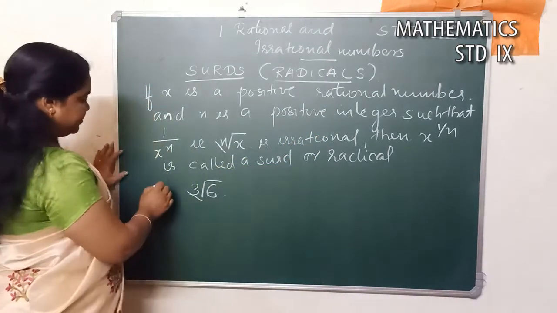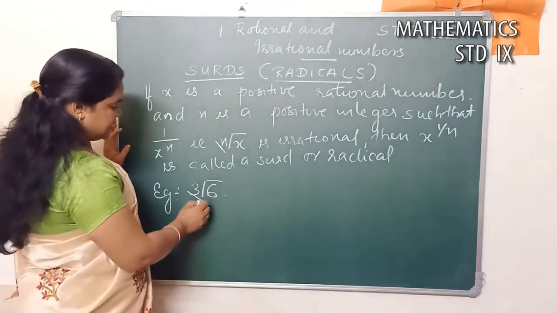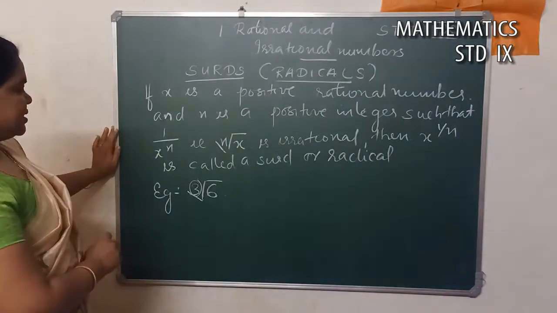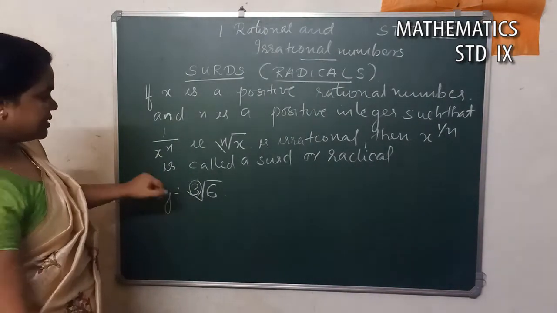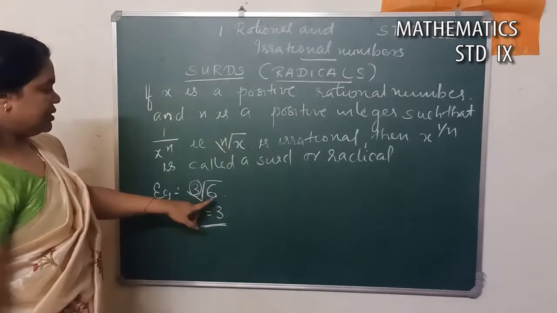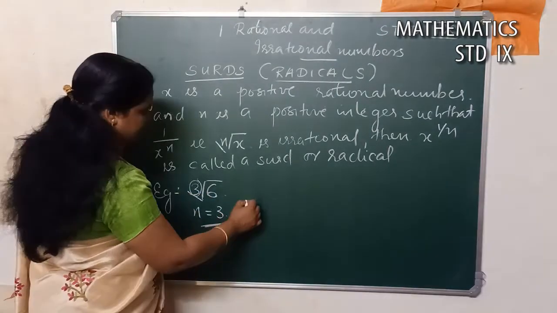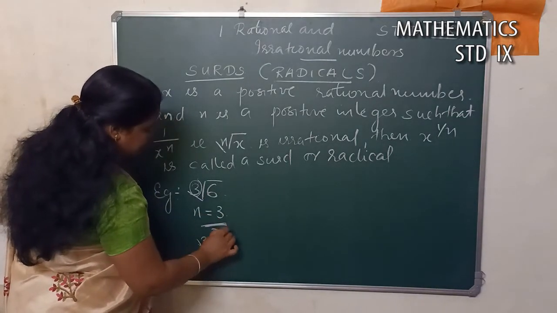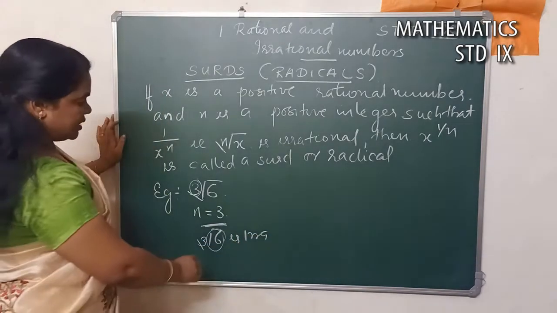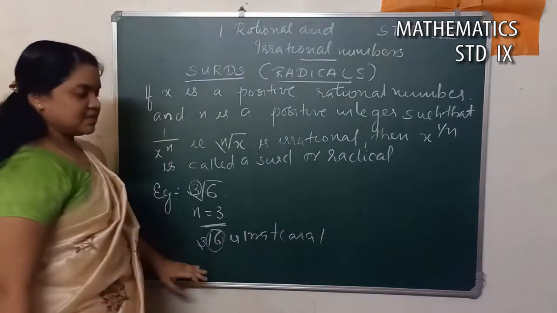Here is an example: the cube root of 6. Here n is equal to 3, and n is a positive integer. 6 is a rational number, and the nth root of x, that is the cube root of 6, is irrational. We know that 6 has no perfect cube root, so the cube root of 6 is irrational. That is, the cube root of 6 is a surd.